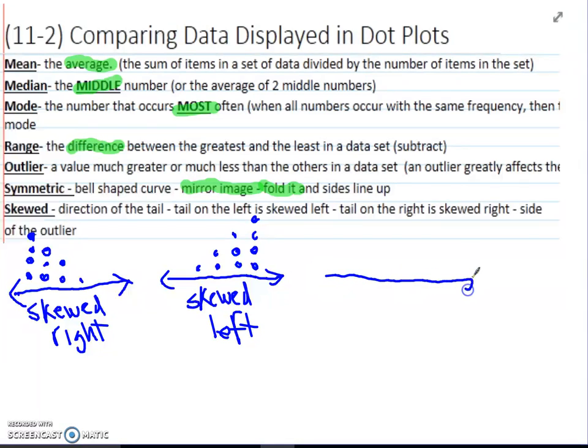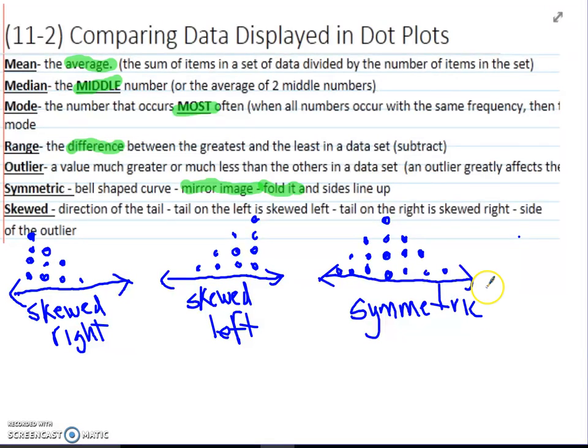Then you can have an image that looks like this, where it is evenly tapering off on both sides. And it looks kind of like a bell-shaped curve. So we call this symmetric or bell-shaped.